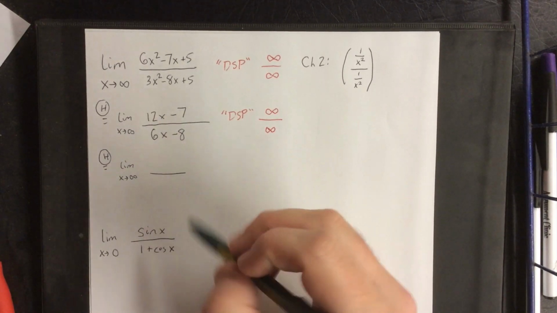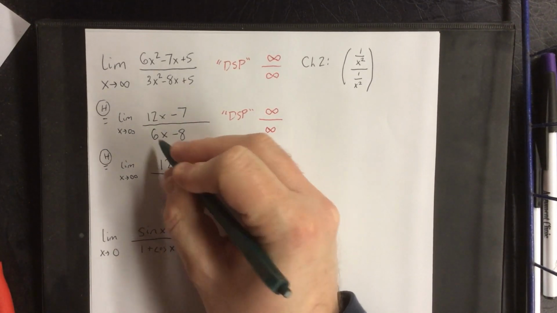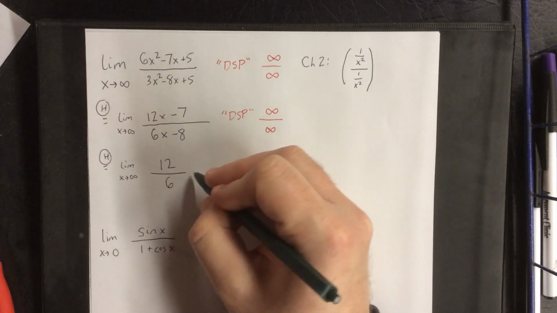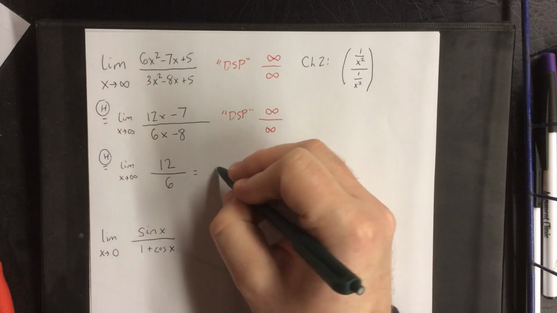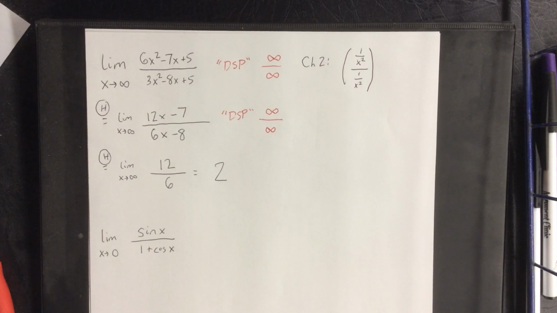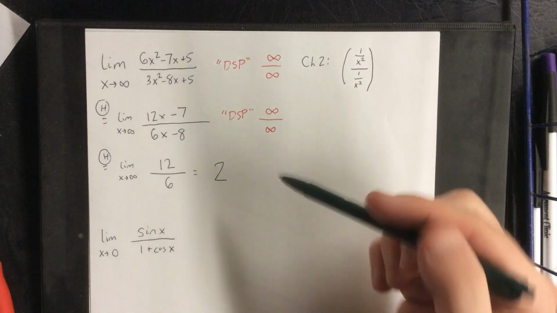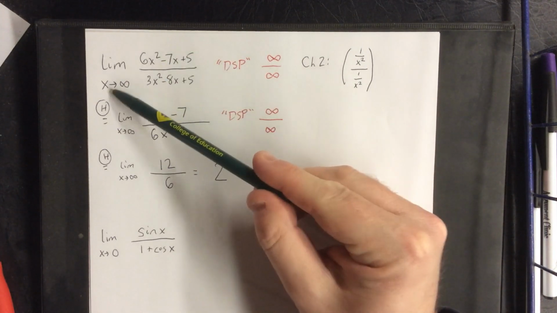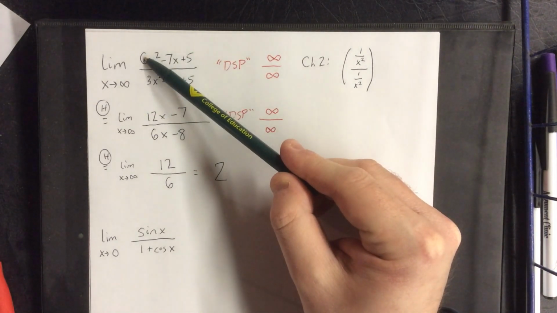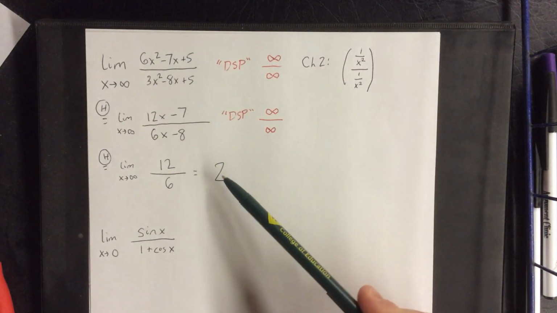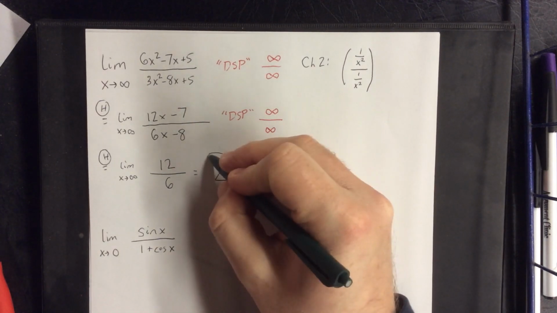Derivative of 12x minus 7 is going to be 12. Derivative of 6x minus 8 is going to be 6. And at this point, there's really no direct substitution property to do. We would just wind up with 2. Now, if we had gone this route, then the only non-zero term after we let x go to infinity would have been 6 in the numerator and 3 in the denominator. That would have simplified to 2 as well.